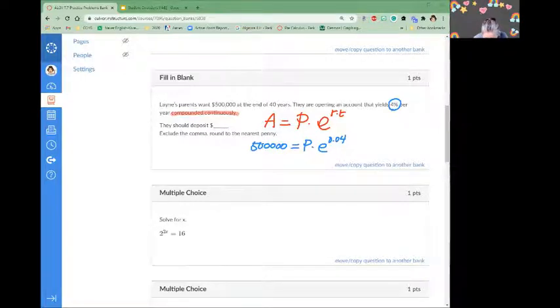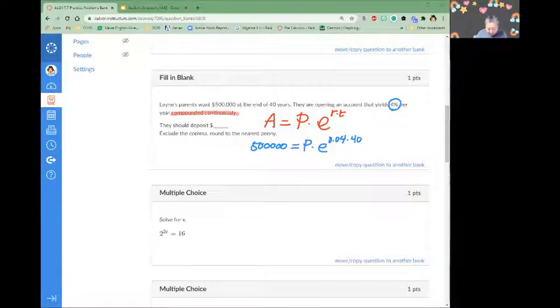so now 0.04 times how long do they keep this account? 40 years. So it's going to be here, right? Then in the next step you calculate the exponent first, right? You calculate the exponent first, then you are solving everything.